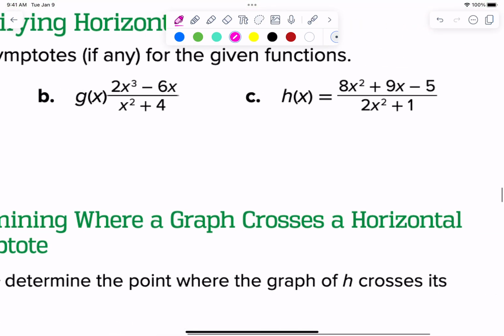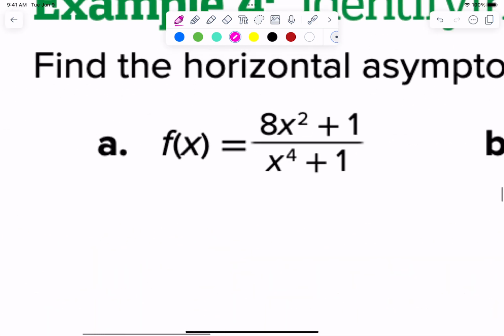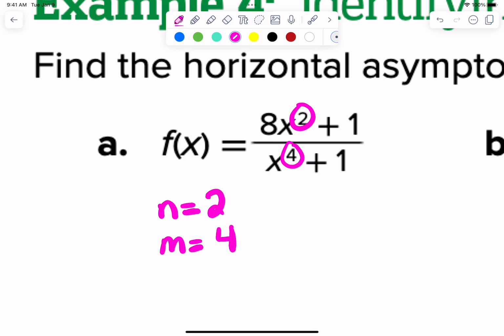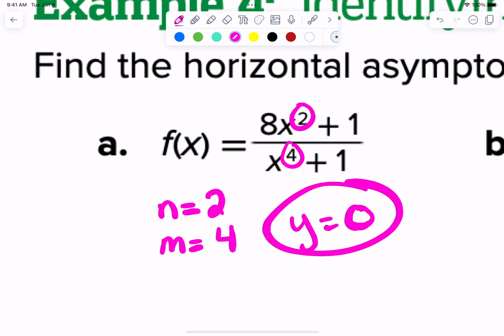Now, you do have to be careful because sometimes they will put these in the wrong order. I don't think any of these are. Like this one is the degree, this one's the degree. So for A, N is 2, M is 4. Okay? 2 is smaller than 4, so it's bottom heavy, right? So y equals 0 is going to be my HA.